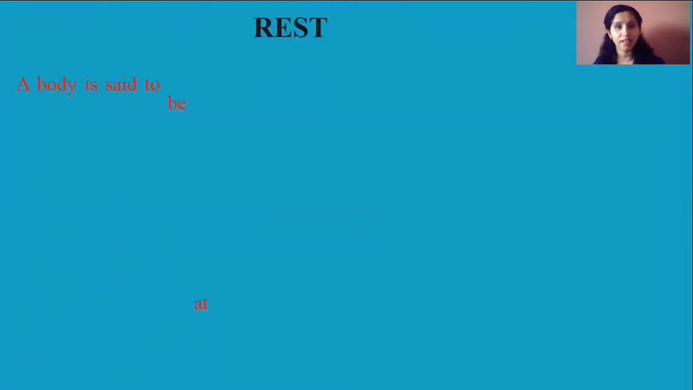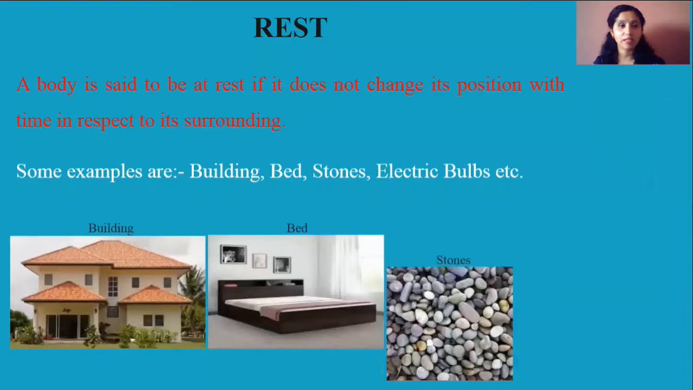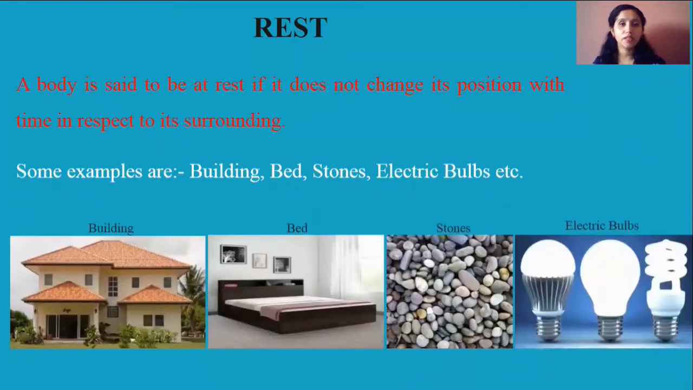At first, rest. A body is said to be at rest if it does not change its position with time in respect to its surrounding. Some examples are like building, bed, stones, then electric bulb. You can see these are some objects around us which are at rest.